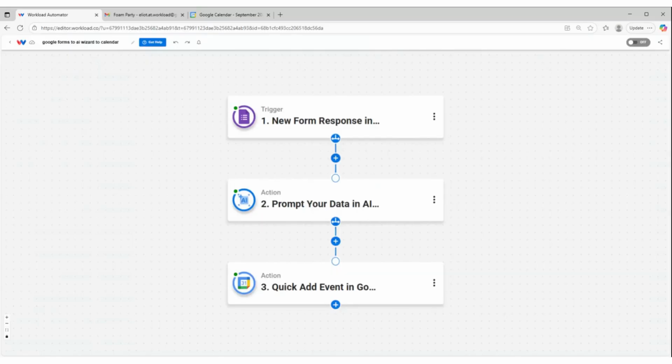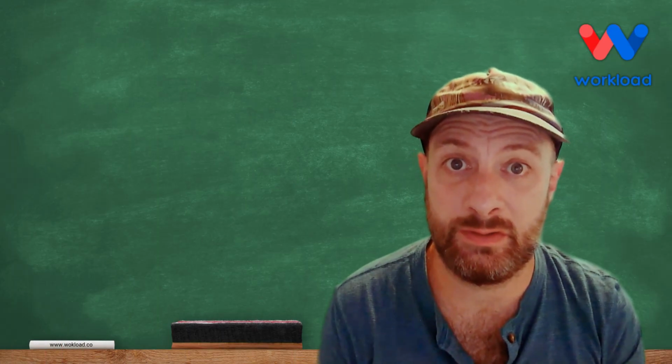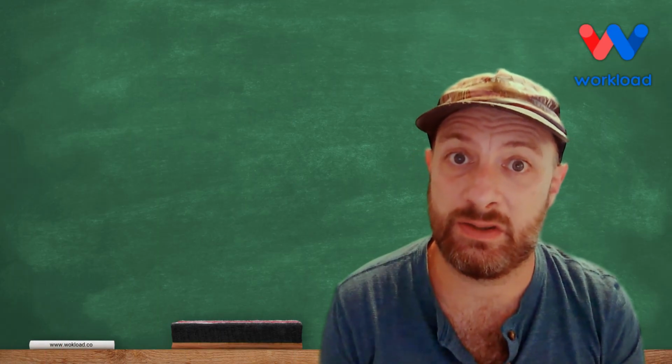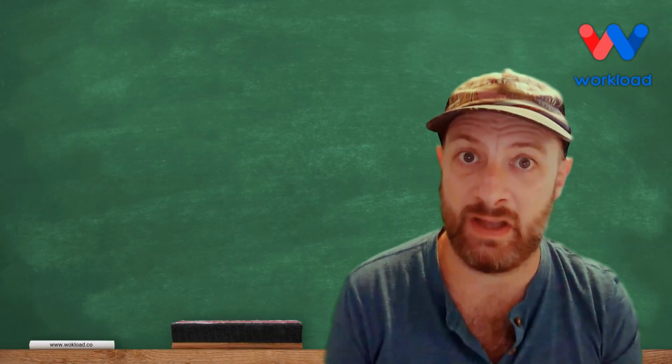We can head back over to the Workload editor and make sure that all of our nodes have a green dot in the corner. And then we can activate our workflow. And now every time we have a new form response for this particular form, the AI Wizard will format the data properly and then add it as a quick event in Google Calendar. That's how you can use Workload to build a workflow that connects your Google form responses to events in Google Calendar.